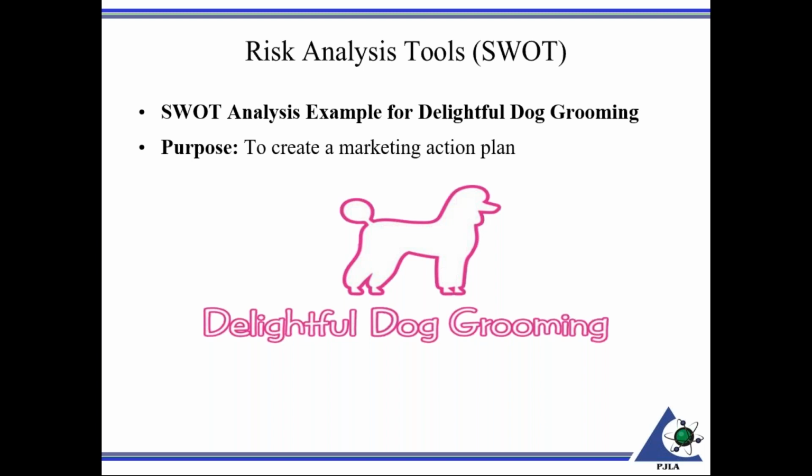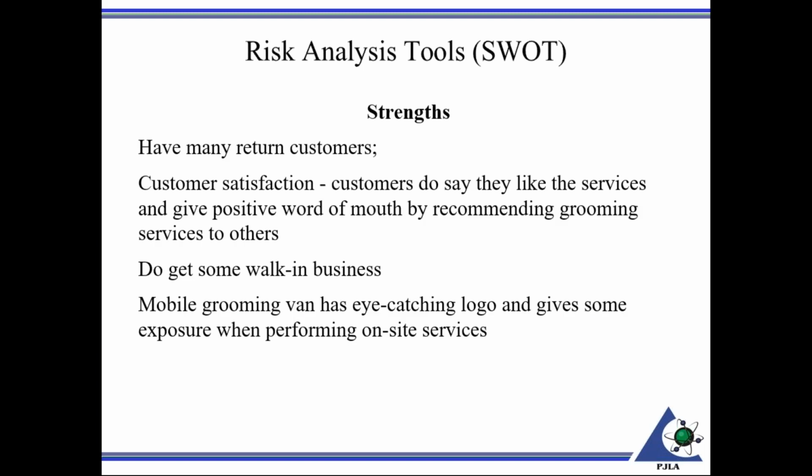I'm going to make a list: strengths, weaknesses, opportunities, and threats. First thing this organization looked at was its strengths. Many return customers, customer satisfaction. They say they like their services. They get that positive word of mouth. They get some walk-in business. They have a mobile grooming van that has an eye-catching logo and gives exposure when they're performing on-site services.